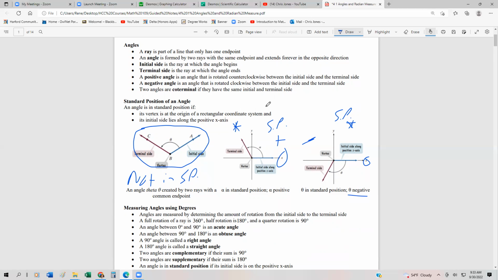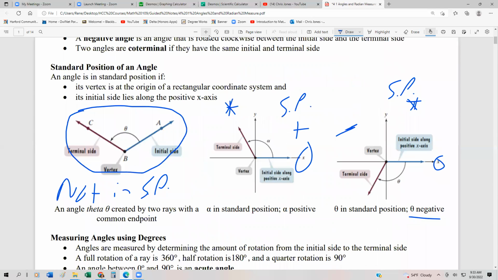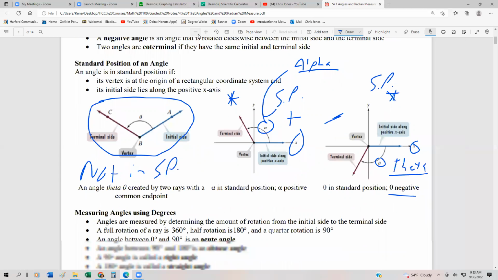By the way, another variable that you'll see quite frequently when we're dealing with angles is alpha. And again, this is our angle theta. So I'm just reminding you of these terms as we're going through.